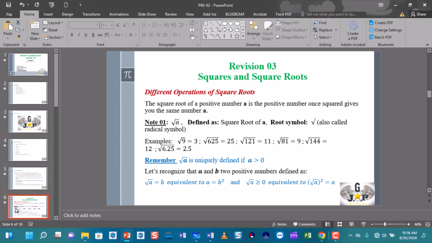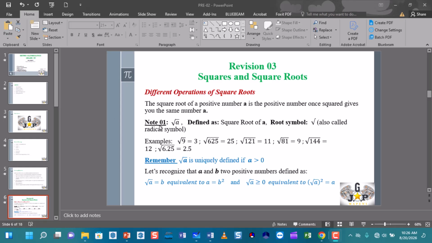So we're going to start with the different operations of square roots. The square root of a positive number a is the positive number whose square gives you the same number a. So the square root is a positive number, meaning that it's greater than 0. It's never less than 0. Any square root number is never less than 0.